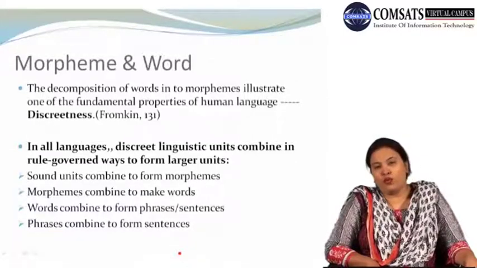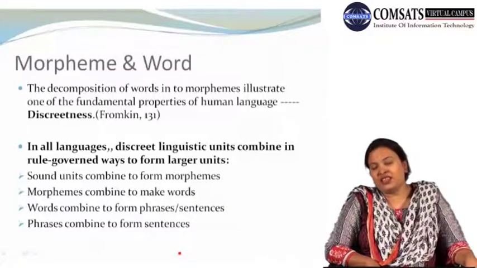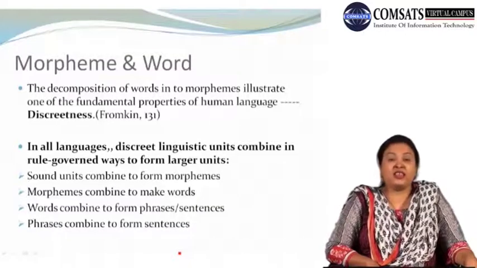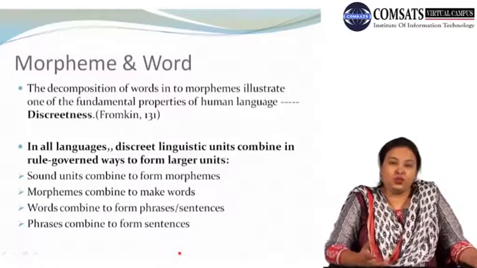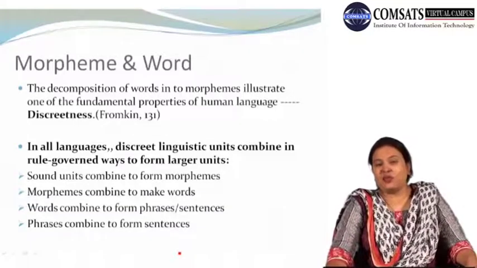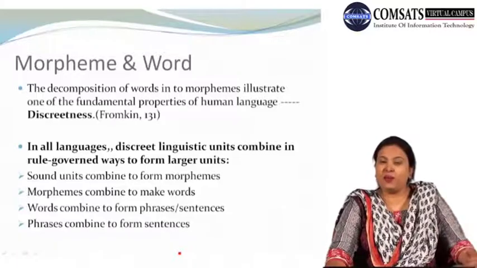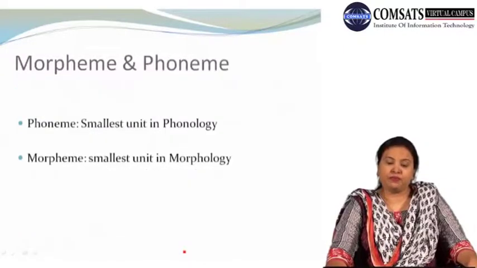Morphemes combine to form words. Words combine to form phrases and sentences. Sentences and phrases combine to form sentences. Sentences are combined to form paragraphs. Paragraphs are combined to form the whole written unit. So this way we have the discreteness characteristic of language, which is quite clear with this hierarchical relationship between morphemes and words.